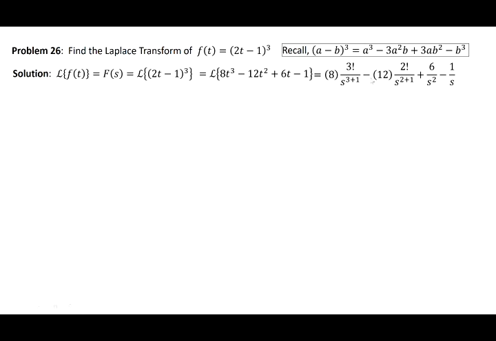Similarly, for t squared, the Laplace is 2 factorial over s to the 2 plus 1, and so on. That's it. 3 factorial happens to be 3 times 2 times 1, which is 6. 8 times 6 is 48. So that's why I wrote 48.